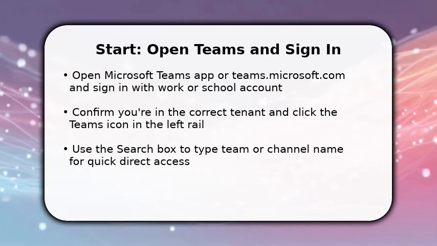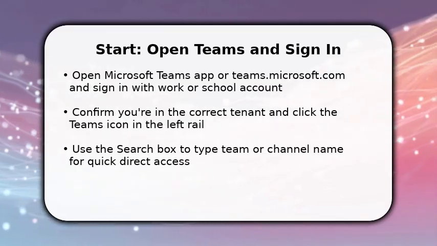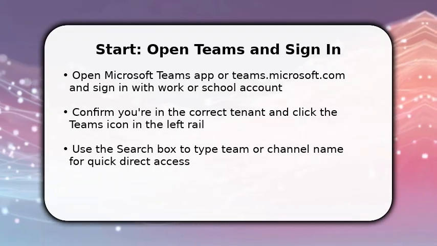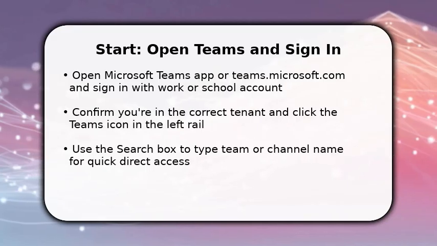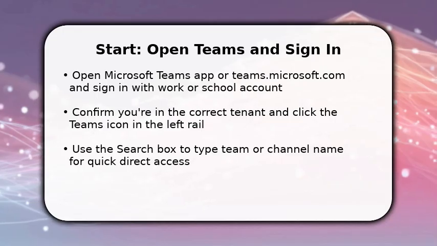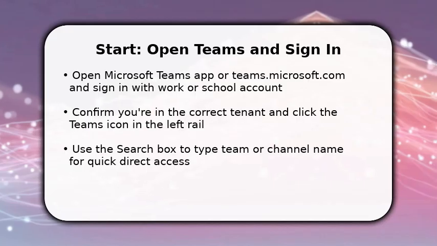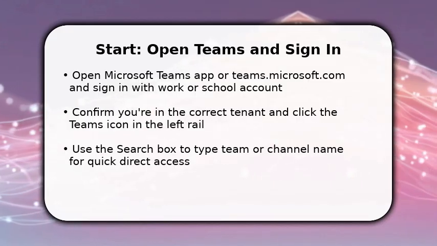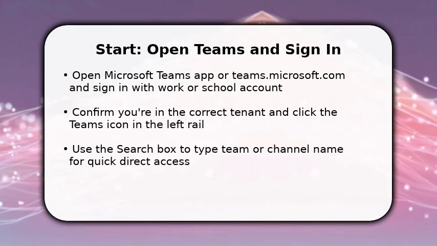You've already signed in, now get straight to the team. Open Teams on desktop or web and verify your tenant in the top right. Once done, click the Teams icon in the left rail to reveal your team list, then glance down the list to find the target team. If you don't see it, type the team or channel name into the search box at the top and press Enter. This starts a fast path directly to the channel instead of browsing every team.